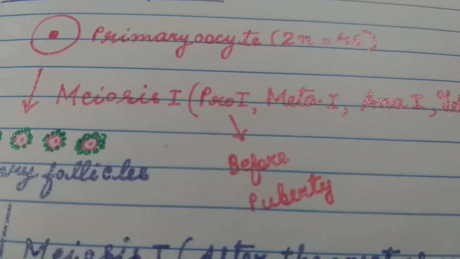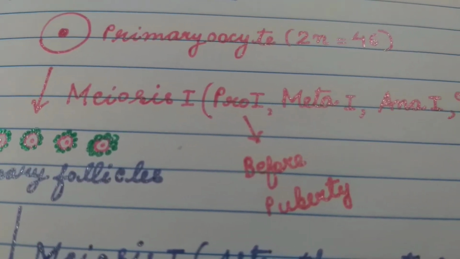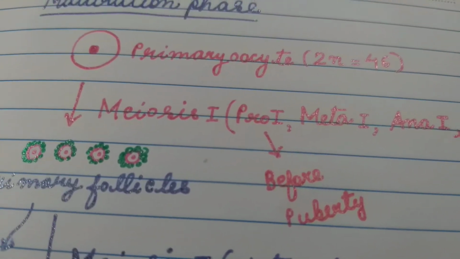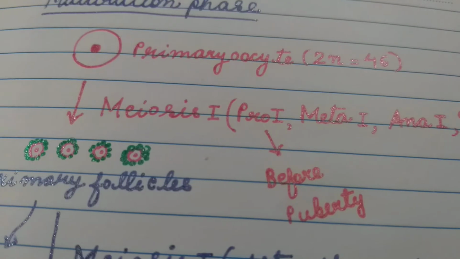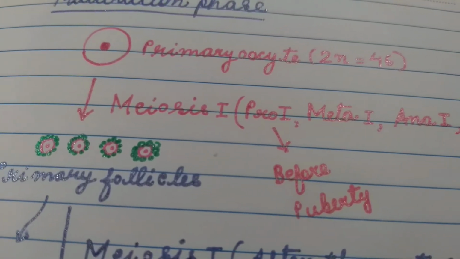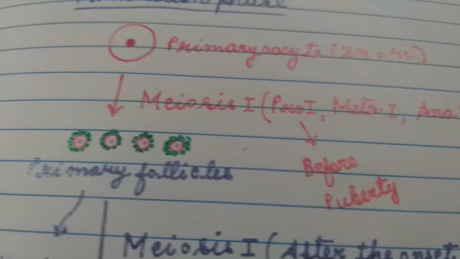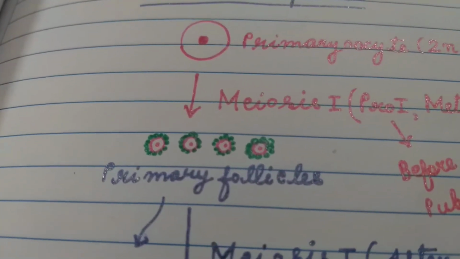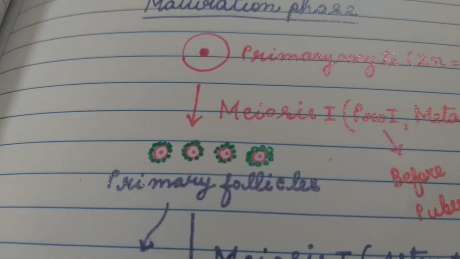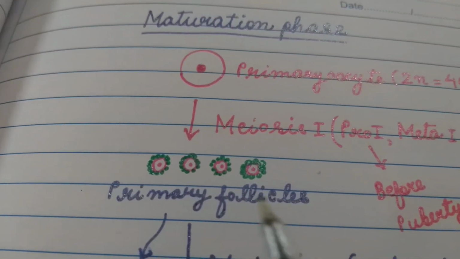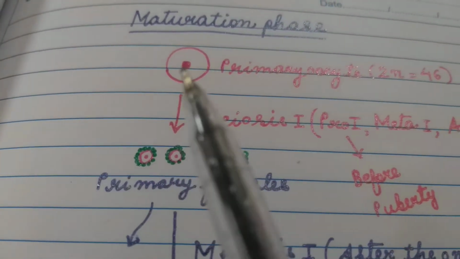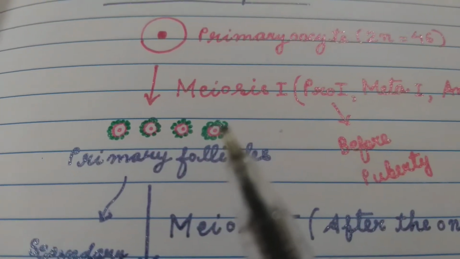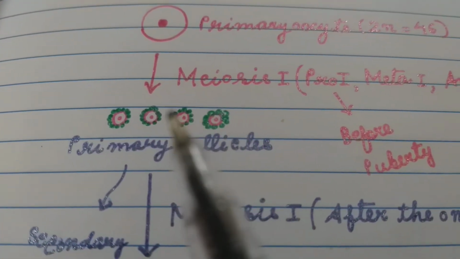So prophase 1 is only complete before the onset of puberty. Meiosis 1 does not start till the female attains puberty. It is arrested by the time the primary oocyte transforms into primary follicles. These are the primary follicles. The primary oocyte becomes surrounded by a single layer of follicular cells.